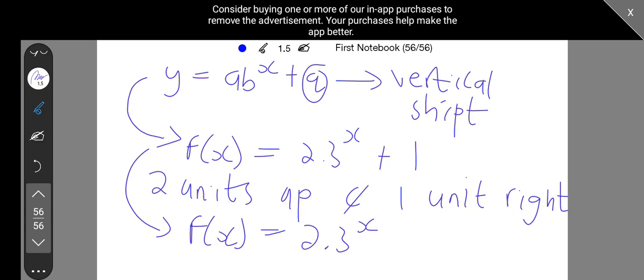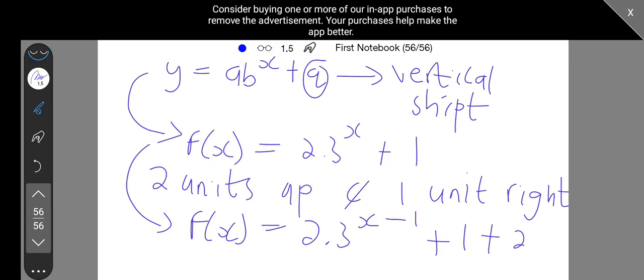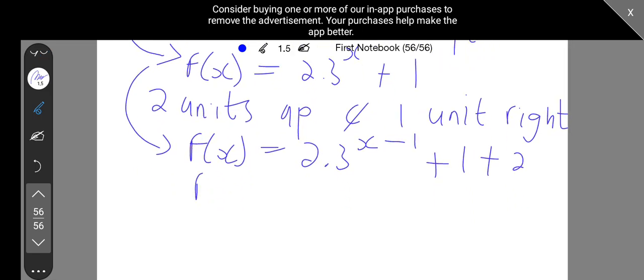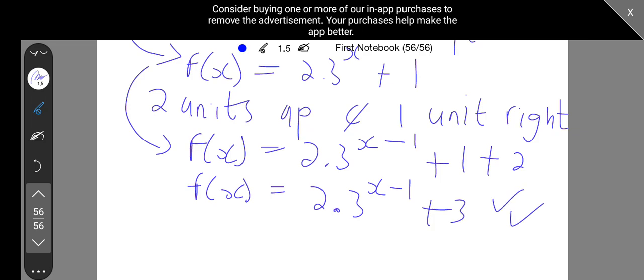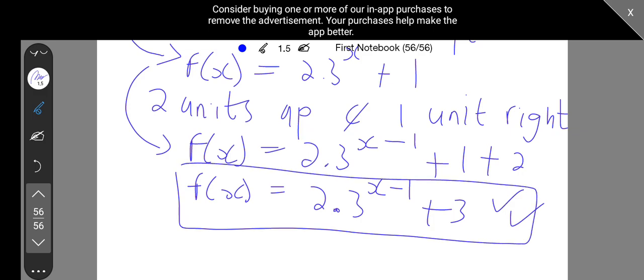So now on x, they are saying we are going 1 unit to the right, and we're going to say minus 1. And we're going to say plus 1. Because we are going 2 units up, we're going to say plus 2. And the new transformed graph is going to be f(x) = 2 multiplied by 3 to the power of x minus 1 plus 3. And this is the graph which has been shifted. So notice that this graph has been transformed from this one. So we shift graph 1 to form graph 2.